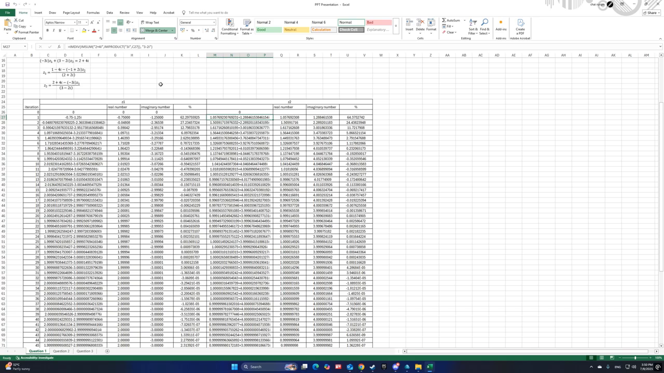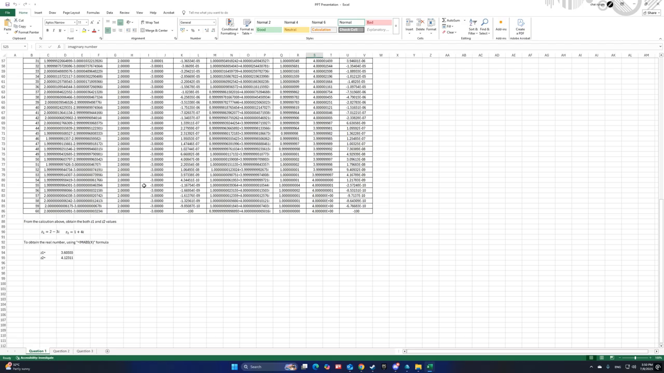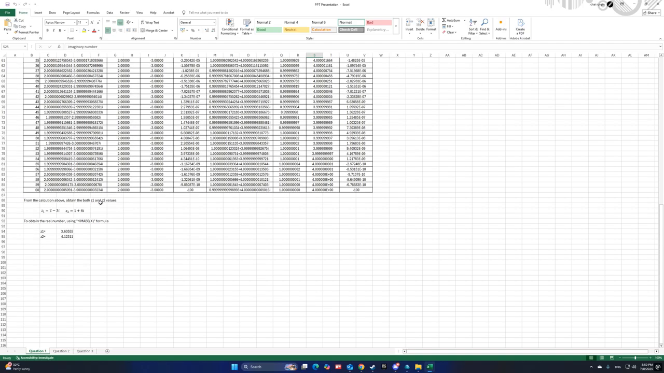For the z2 formula we will obtain the result from z1, then substitute it inside. For this part we will divide into the real number and imaginary number. At the end there is a percentage of error. From the iteration, we go until 40, 50, 60, and we will obtain a constant number for this value. So at the end we will get z1 and z2.